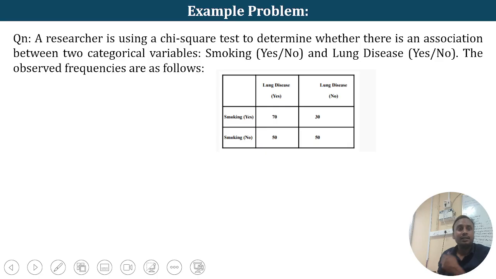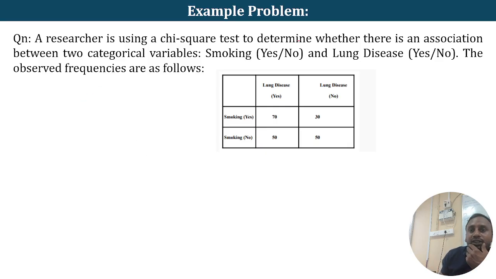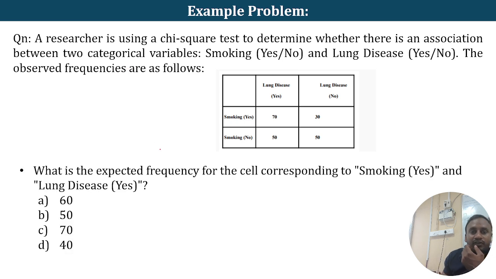Now we have a researcher using a chi-square test to determine if there is an association between two categorical variables, smoking yes and no. The observed frequencies are like this. What is the expected frequency for the cell corresponding to smoking yes, lung disease yes? We need that one.